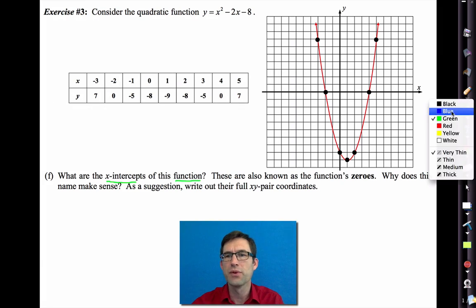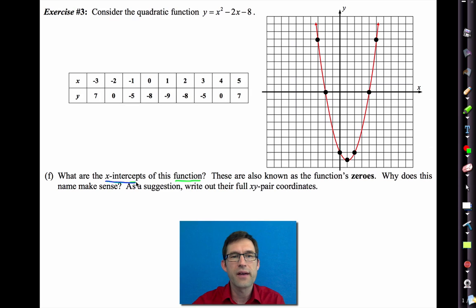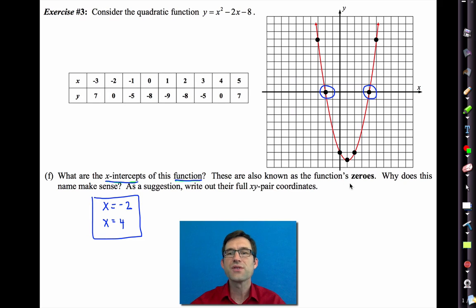I'm going to switch back to blue. The x-intercepts of the function. Well, x-intercepts are where we cross the x-axis. So they're at x equals -2 and x equals 4, right? Now, these are also known as the function's zeros. That's an important piece of terminology, the zeros of a function, all right?